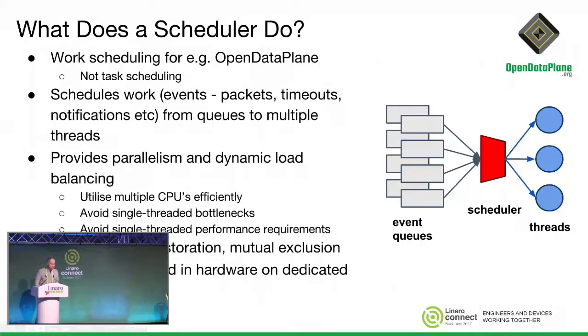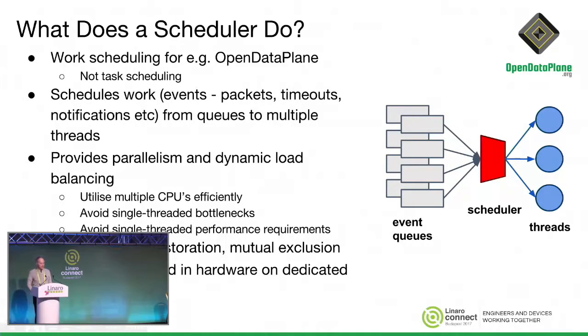This scheduler is a work scheduler. It schedules events such as packets, timeouts, notifications from queues to threads. Since there are often many threads, that's an interesting problem. But this work scheduler provides parallelism, so you can use multiple CPUs efficiently. The idea is also to avoid single-threaded bottlenecks and avoid single-threaded performance requirements that you might have if you're not using a scheduler-based programming model.